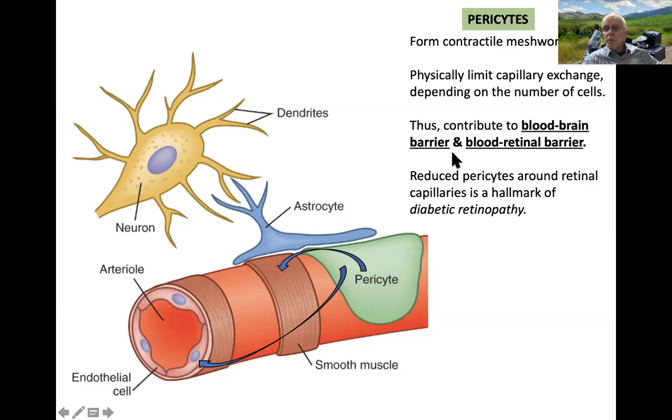So the brain has continuous capillaries. It also has these cells which wrap around and further limit what can get in and out of these capillaries. You also have this kind of barrier in the back of the eye, in the retina. Why do you care? Reduced pericytes is one of the clinical hallmarks in diabetic retinopathy. People with diabetes frequently lose their eyesight and go blind. One of the histological manifestations of that is reduced pericytes around the capillaries within the retina of the eye. It's a hallmark of that disease.